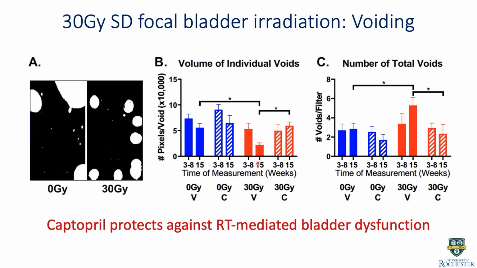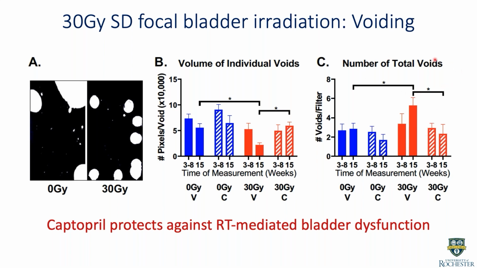But once we get to 15 weeks, these later time points, we see a significant drop off in the volume of individual voids. But if we give captopril to animals that are irradiated, we restore back to baseline levels. So the captopril seems to be protecting in the sense that it's returning the number of voids back to an unirradiated animal rather than matching what we see after 15 weeks.